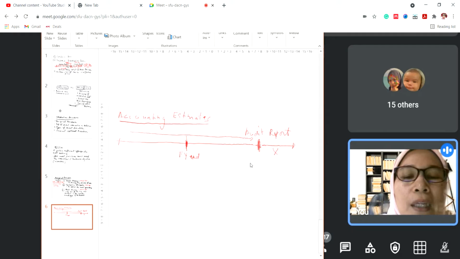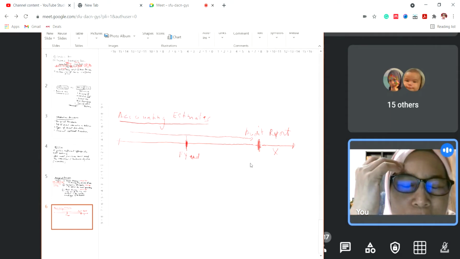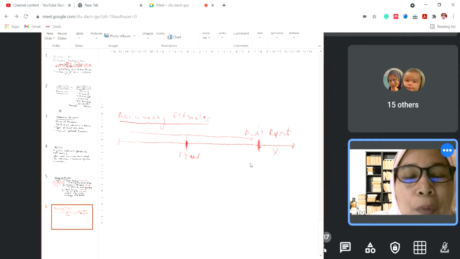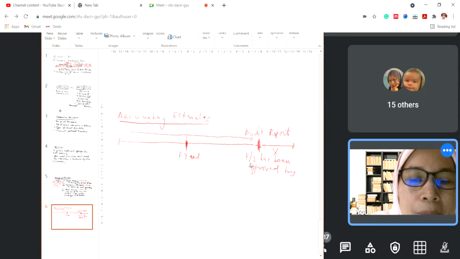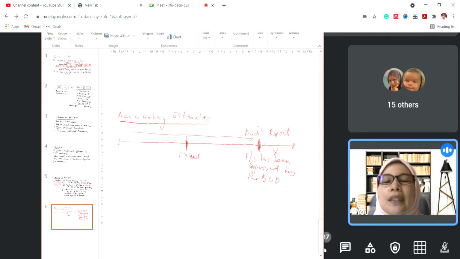So the event after the balance sheet date and before the audit report has been approved, or the financial statement has been approved by the board of directors. So that is the period. You look at it in terms of the accounting estimate.